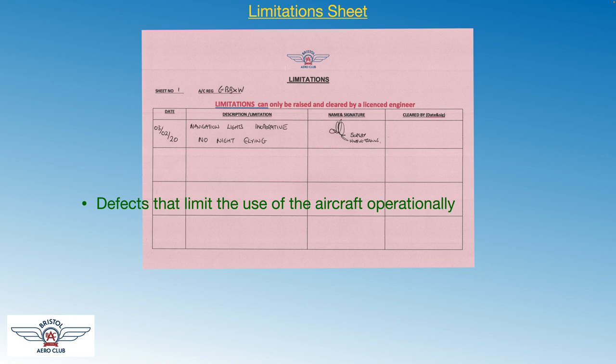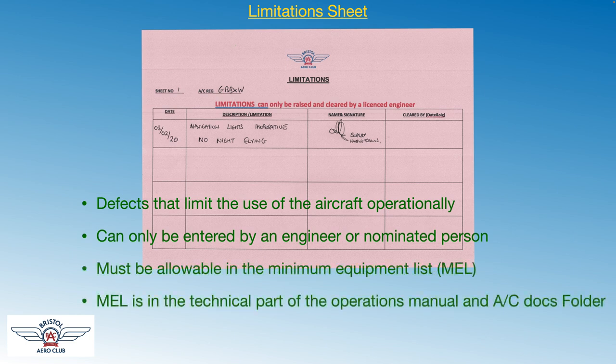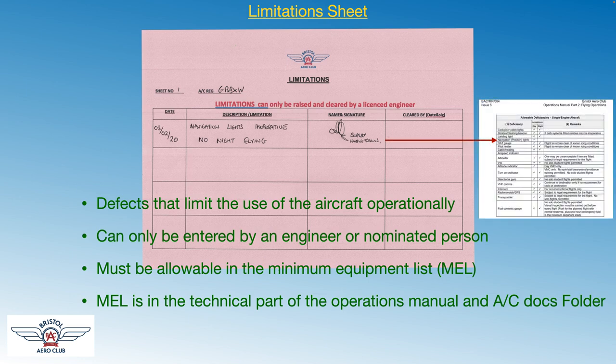The important thing with this is that it's only an engineer, an authorized club person, that can put something in there. The other thing is that it has to be within the minimum equipment list, which is in the ops manual, and there's also one in the aircraft in the documents folder, which looks a little bit like that.